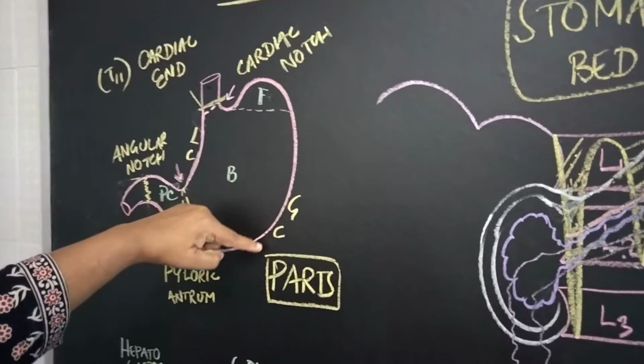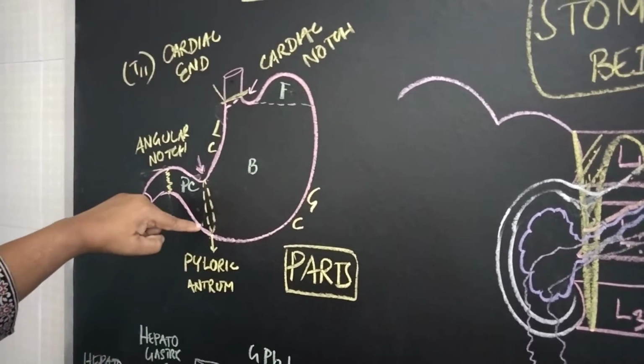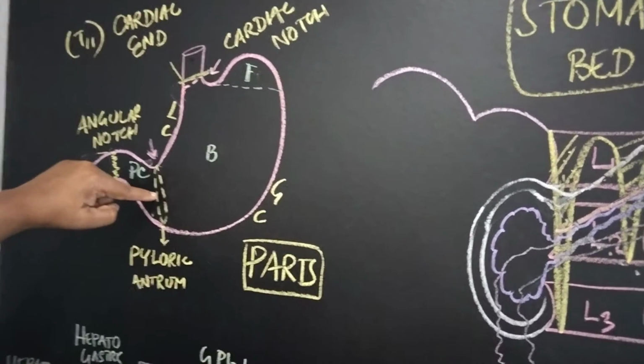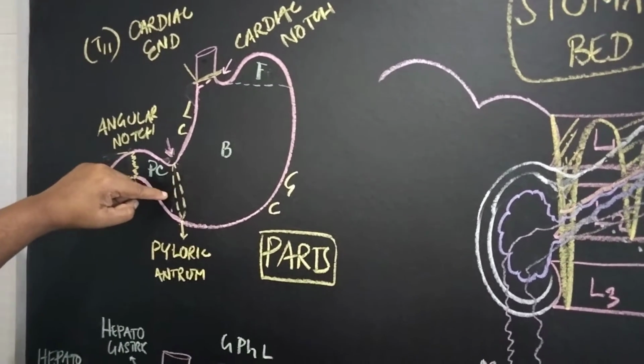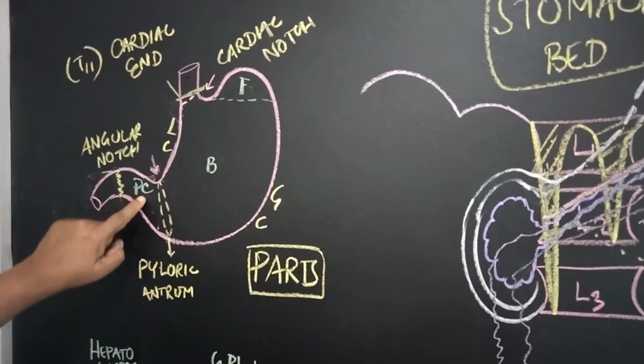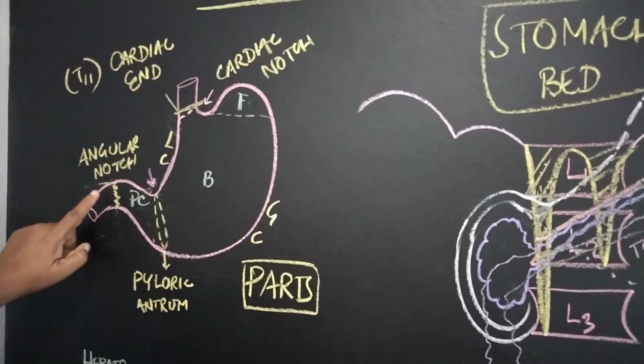Then this is the greater curvature of the stomach. It comes over here. This is the pyloric antrum at the level of the lower part of L1. There is a pyloric sphincter. Then this is the pyloric canal. This is the pylorus and the first part of the duodenum.